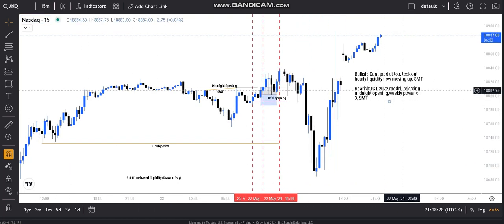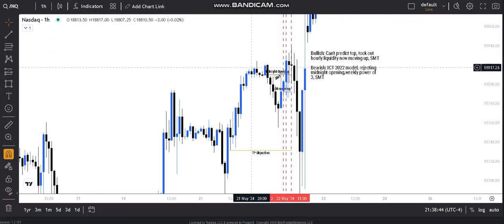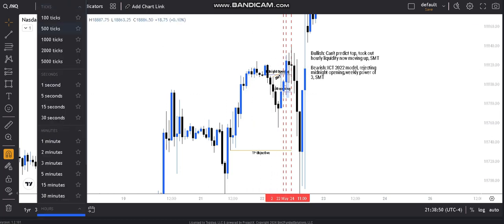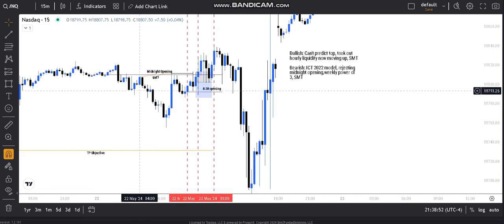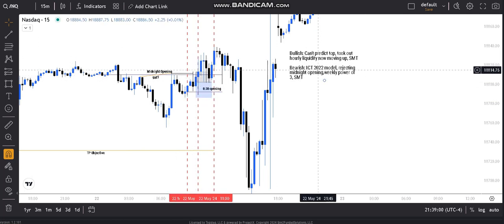So there was an ICT 2022 model on the hourly. On the hourly, as you can see, this liquidity right here had gotten hit, boom, right there. Then we have strong movement down, lower. And then there are many 15-minute fair value gaps in that displacement. And price was above that pre-market, right? So that was the ICT 2022 model bearishness, right?